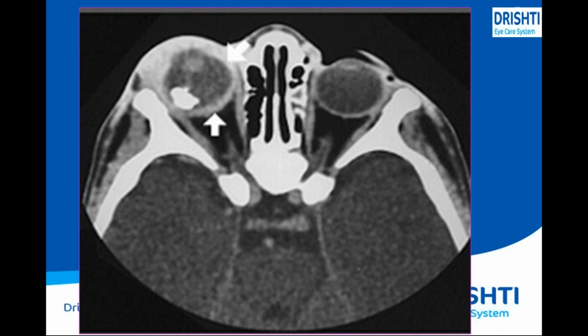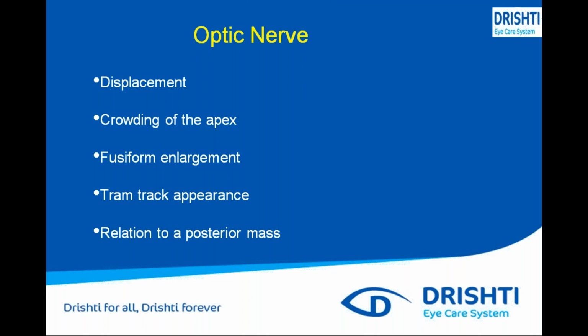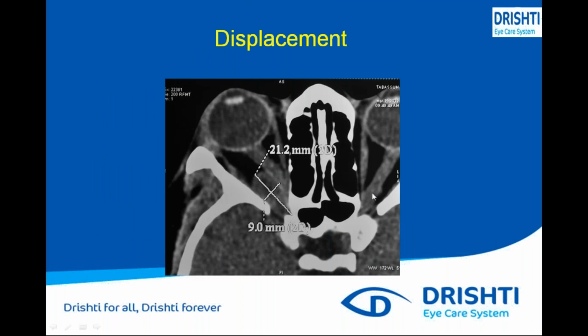Now coming towards the optic nerve. In the optic nerve, what things can you see? The displacement, the crowding of the apex, the fusiform enlargement, the tram-track appearance, and the relation to the posterior mass. Coming to the first, displacement. If you see, this is the normal CT scan, and this is the mass over there. This is the optic nerve. This mass has displaced the optic nerve. So this is called optic nerve displacement.